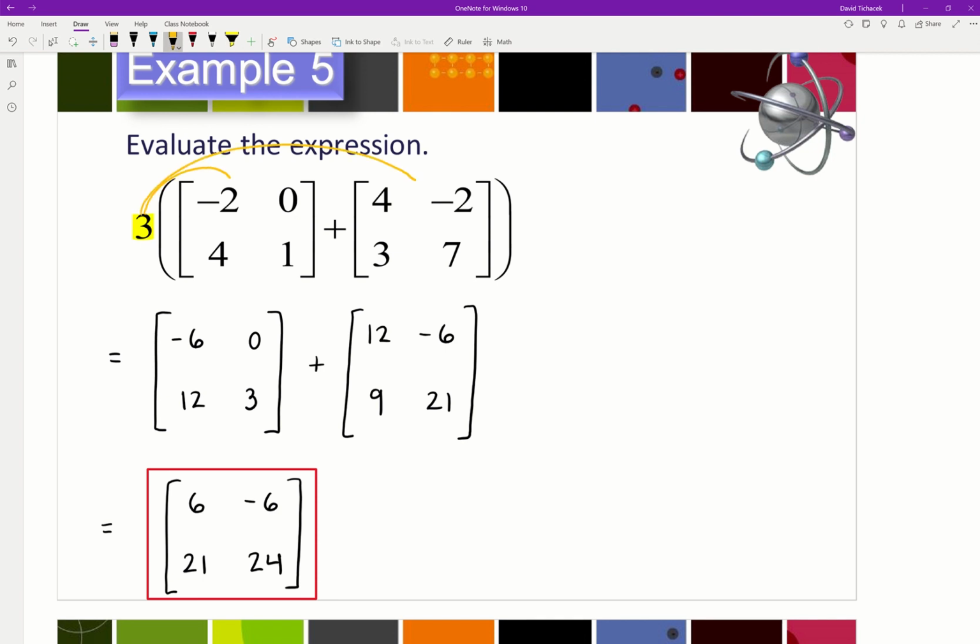And when I say distribute that 3 to both matrices, I mean we're just going to take the number 3 and multiply it times each of the entries in these 2 matrices before we add them together, which is what you see me doing in that first step. And then I successfully add them there as I get my final result in that last step.